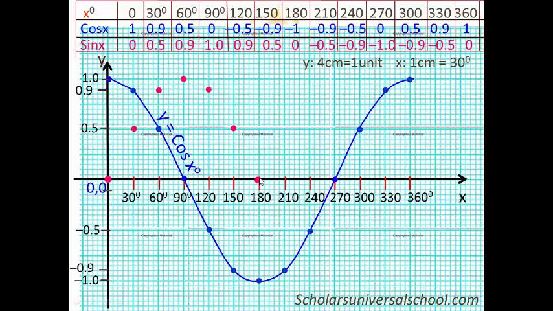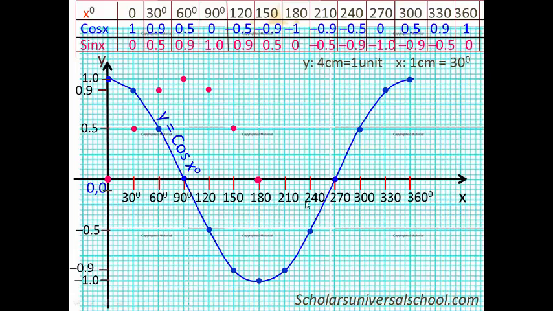And remember, "All Scholars Teachers Care": sine is only positive in the first quadrant. So in the first and second quadrant, sine x is positive. Then between 180 and 360 degrees, sine x is negative. That is why we get these values here, because sine is negative in the third and fourth quadrant. All Scholars Teachers Care.